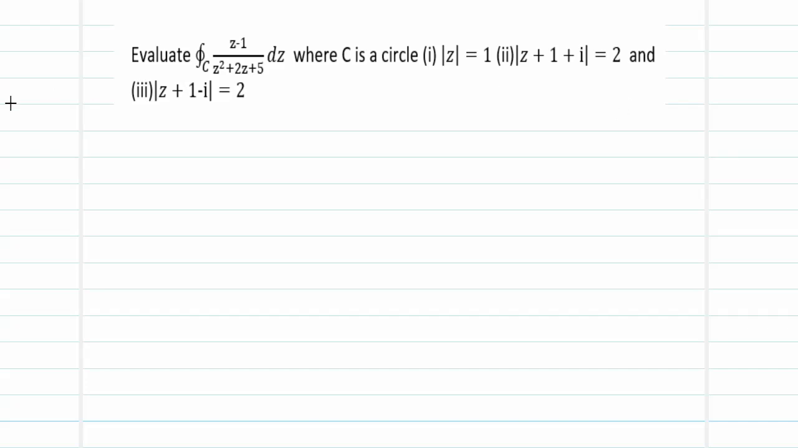Okay, so we will find the evaluation of the integral of (z minus 1) by (z square plus 2z plus 5) dz under three different boundaries: mod z equal to 1, mod z plus 1 plus i equal to 2, and mod z plus 1 minus i equal to 2.